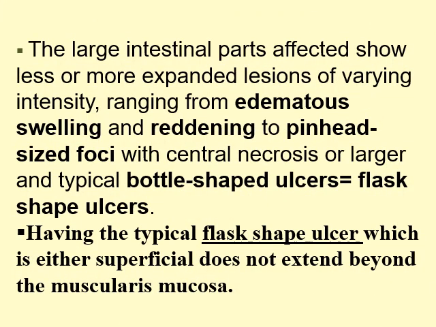The affected parts of the large intestine show less or more expanded lesions of varying intensity, ranging from edematous swelling and reddening to pinhead size foci with central necrosis, or large and typical bottle-shaped lesions. We call it a flask-shaped ulcer. Entamoeba causes this flask-shaped ulcer, which is either superficial, not extending beyond the muscularis mucosa, or may cause perforation of the intestine.